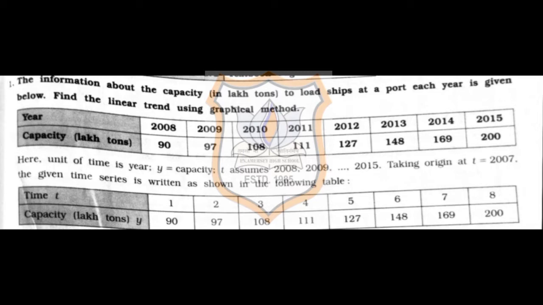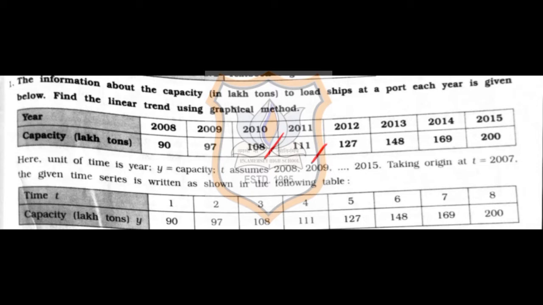In different years, the capacity in lakh tons is given to us. For 2008, the capacity is 90. 2009, the capacity is 97. 2010, the capacity is 108. 2011, it is 111, and so on. The data is given to us.